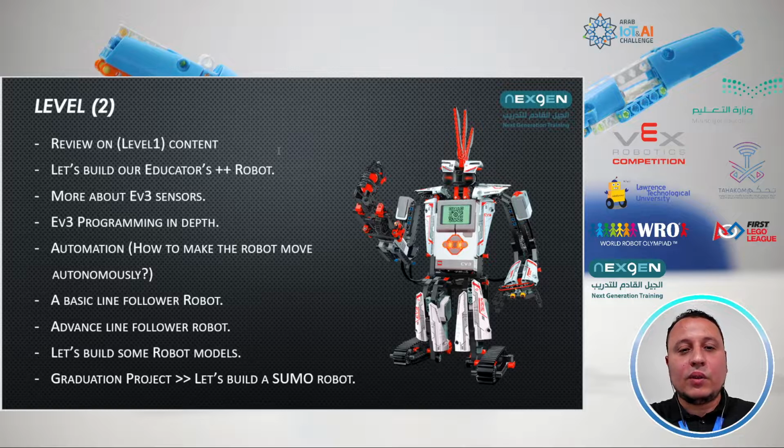So after revising everything that came in level 1, we build our educator plus robot. This robot will be more advanced than the educator robot that we built by the end of level 1. The third topic will be getting to know more about Ev3 sensors in depth this time, and using multiple sensors with the brick.